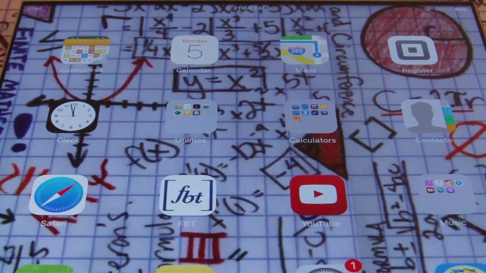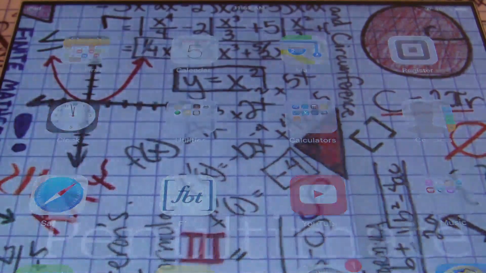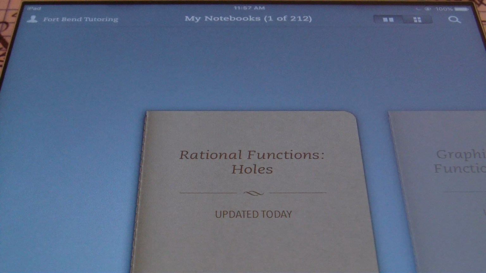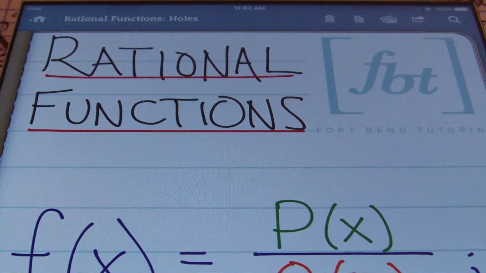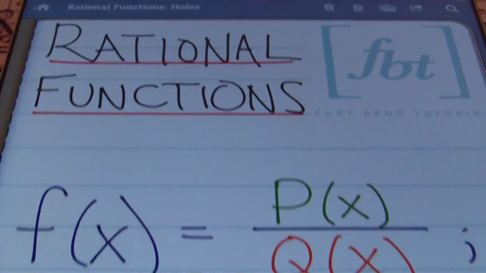Hello ladies and gentlemen, this is Mr. Witt with Fort Bend Tutoring, and today's tutorial is going to be about finding and graphing holes, H-O-L-E-S, in your rational functions. That's right, rational functions.